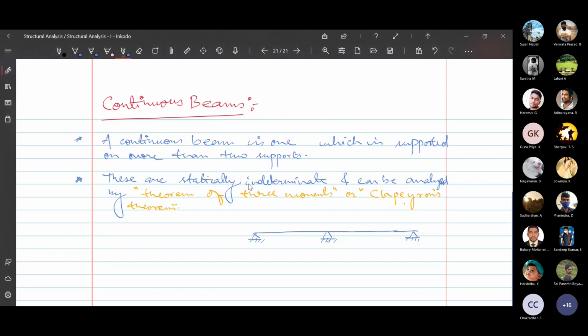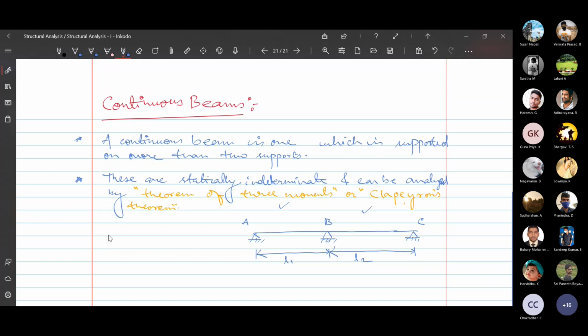Okay, so let us say this is a continuous beam, and the supports are A, B, and this one is C. So here it has two spans, the first span is AB, and the second span is BC, and the length of span AB is L1, and this is L2. Okay, and they can have any pattern of loading.